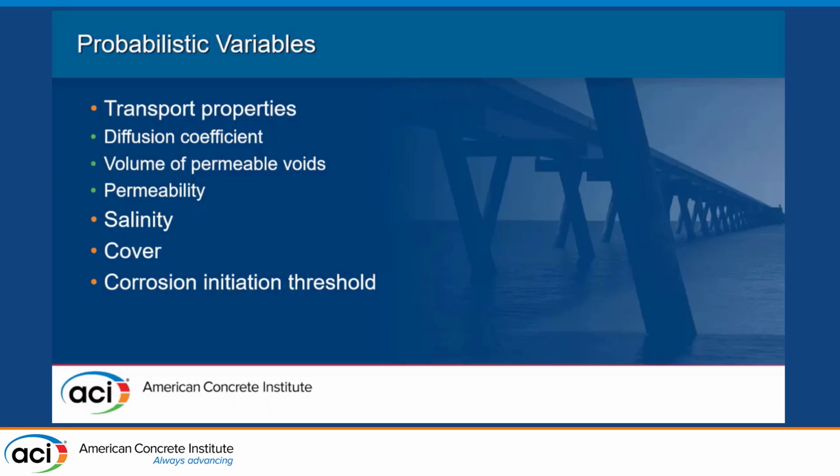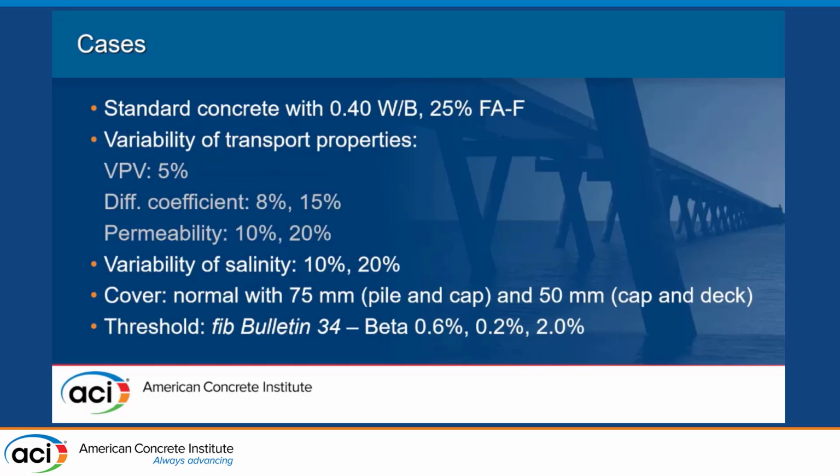For the permeability, a drying test was performed, and we get the permeability and the saturation at 50% relative humidity. Based on these data, we can reproduce the humidity and moisture transport within the concrete. That might be useful for unsaturated conditions. Also, the salinity is considered as a variable, along with the cover and the corrosion initiation threshold. All these probabilistic variables are blended together to evaluate a global probability of corrosion initiation at bar depth.